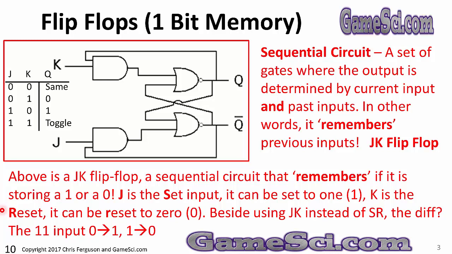Besides using JK instead of SR, the difference? The 1, 1 input is defined for this flip-flop. The 1, 1 input will take a 0 and change it to 1, or a 1 and change it to a 0. The big difference here is this last line of the JK truth table. A 1, 1 on the input says toggle the output. Otherwise, it's very similar to the SR. A 1 on the J bit says store a 1 in the flip-flop. A 1 on the K bit says store a 0 in the flip-flop. And 2 zeros on JK says maintain your memory.